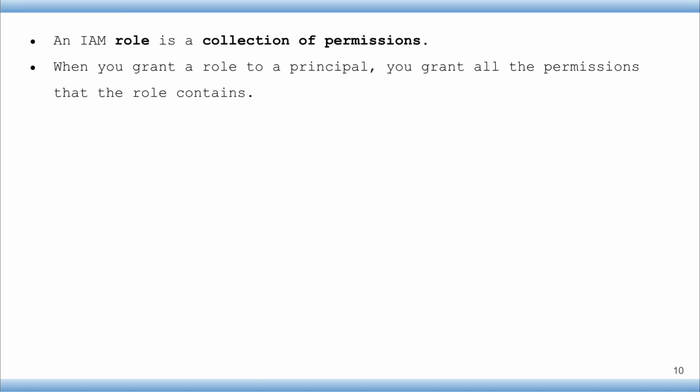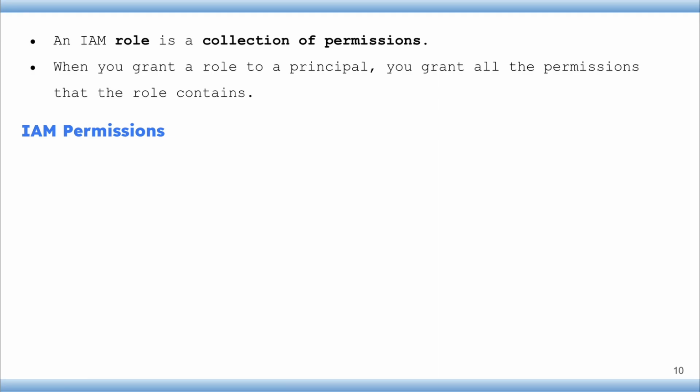An IAM role is nothing but a collection of permissions. So when you grant a role to a principal, you grant all the permissions that the role contains. Permissions are at the granular level, whereas roles are the containers of different permissions. We will dig deep into IAM roles and permissions now, and we will start by understanding what are IAM permissions.